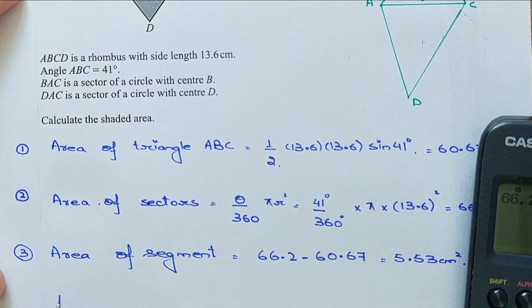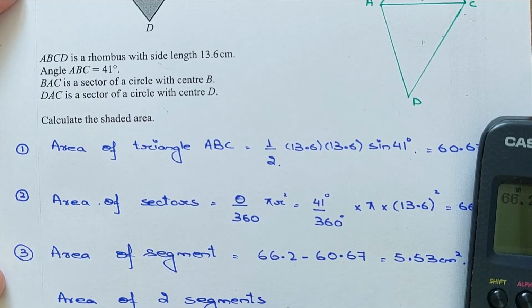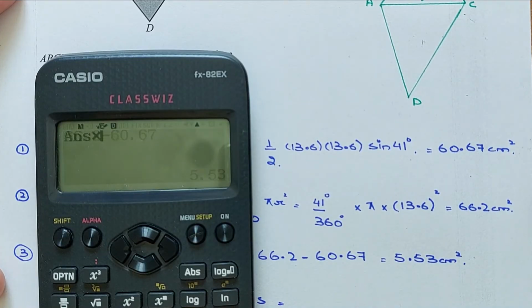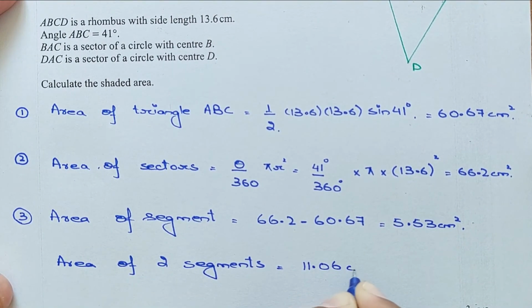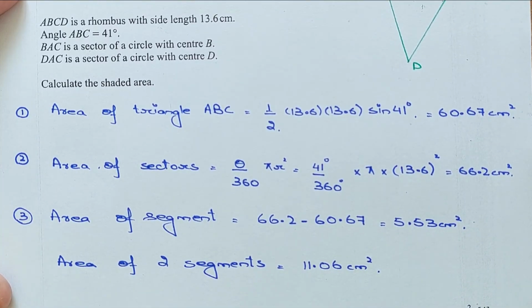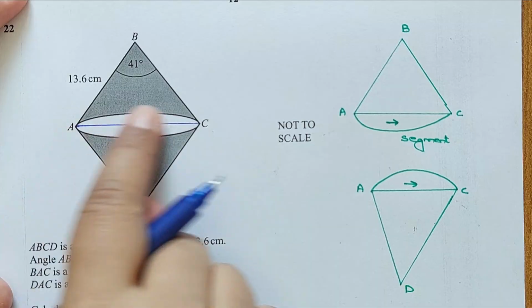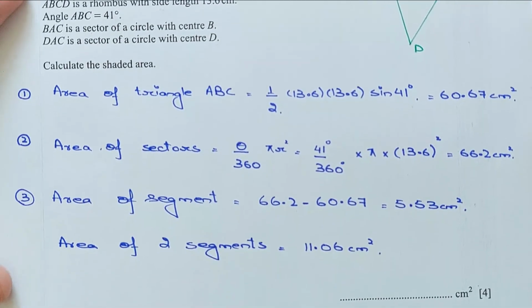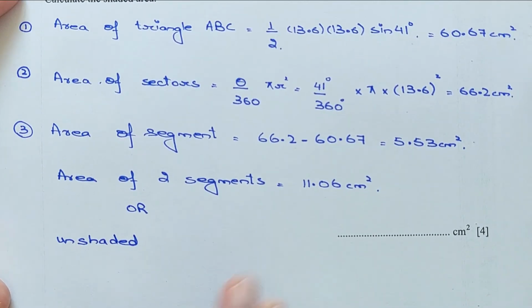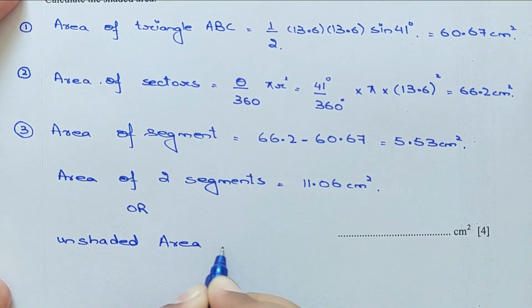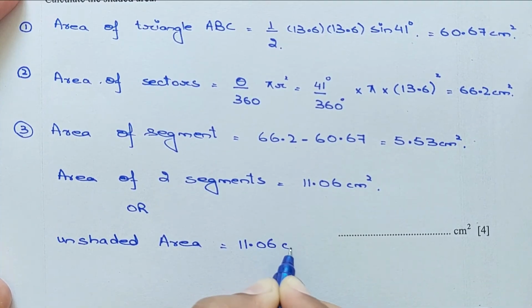Now the area of two segments is 2 times this, which is 11.06 centimeter square. That is the area of two segments. And what are the two segments? These two segments are basically the unshaded one. Area of two segments, or we can say unshaded area, is equal to 11.06 centimeter square.